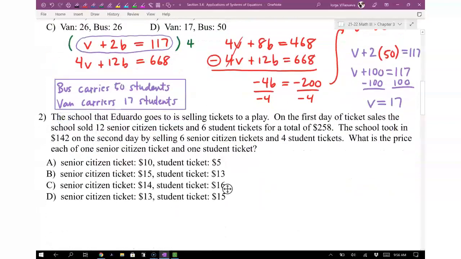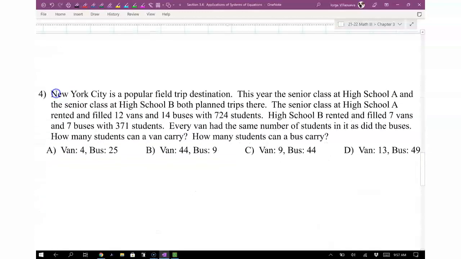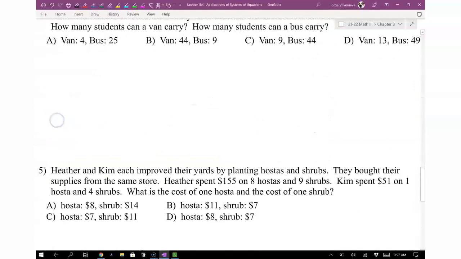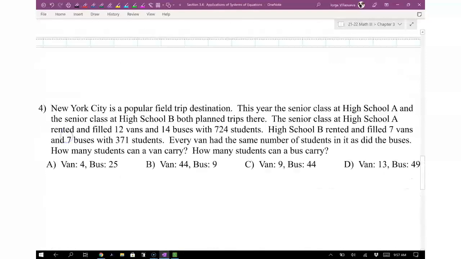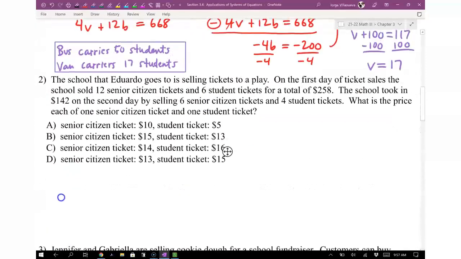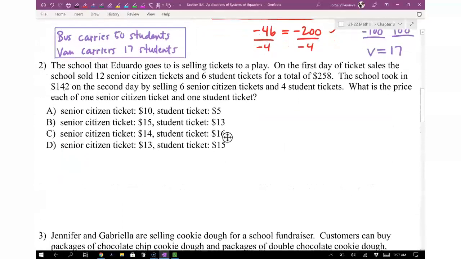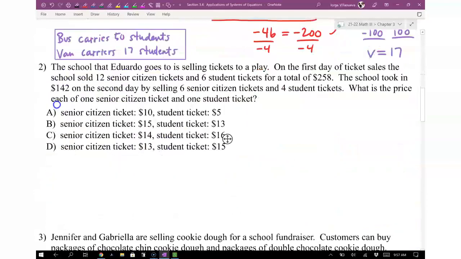I don't know. Maybe I'll just do the first three. Let me see if the last three are any more difficult. Oh, look, 4 is just a buying problem. Maybe I'll do the first three because it looks like the first three and the last three are kind of like the same thing. So we'll do the first three. You guys do the last three. Okay. So, all right, here we go.